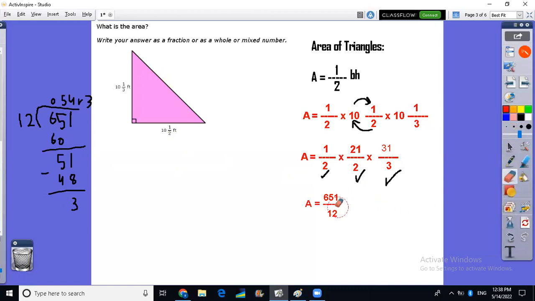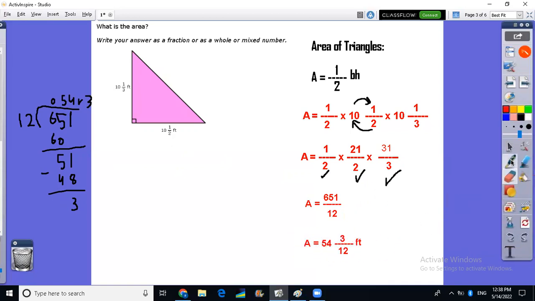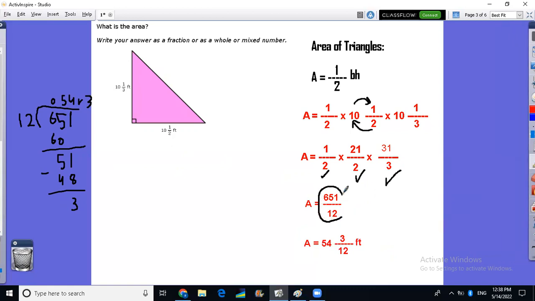Is that the answer? No, that's not the answer. We're not going to leave it this way. So what are we going to do? We're going to need to convert this improper fraction into a mixed number. How do we do this? That's another lesson. As I told you just a few minutes ago, it all depends on different lessons that you learned throughout this year and maybe even from last year or the years before.